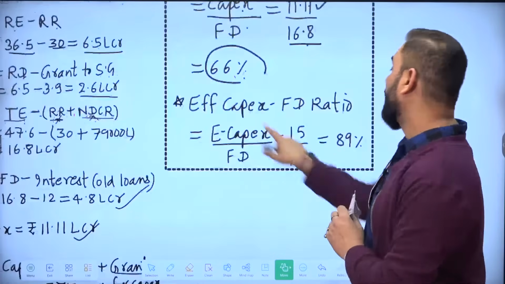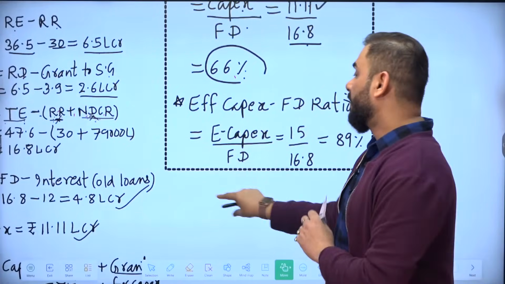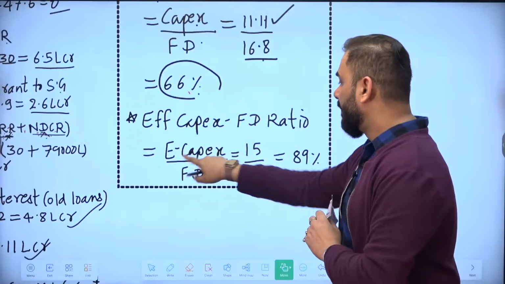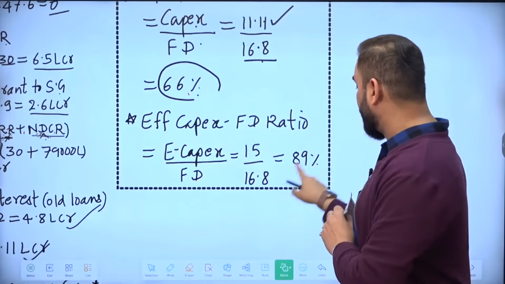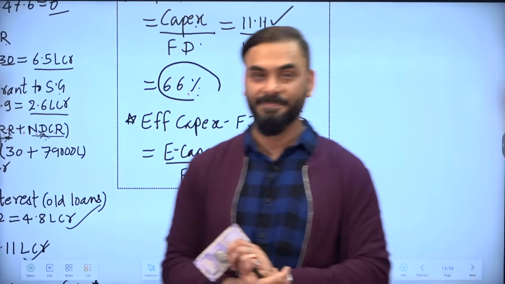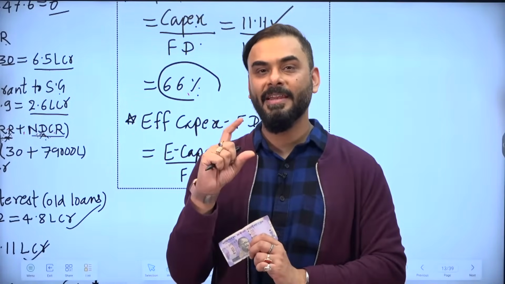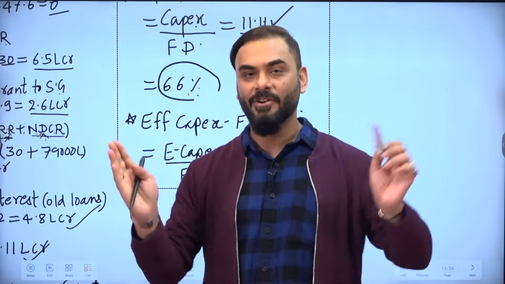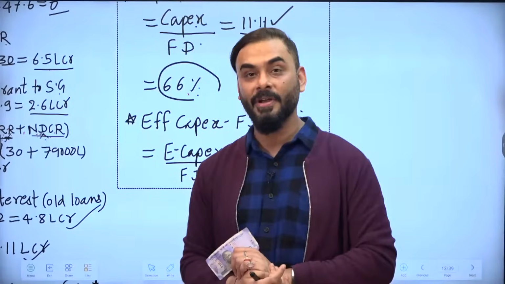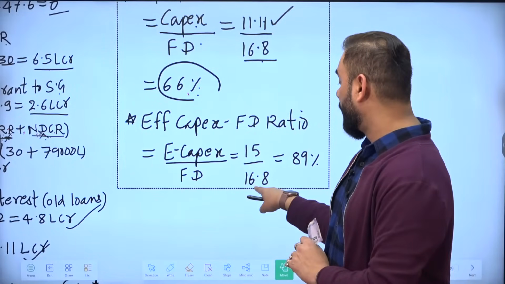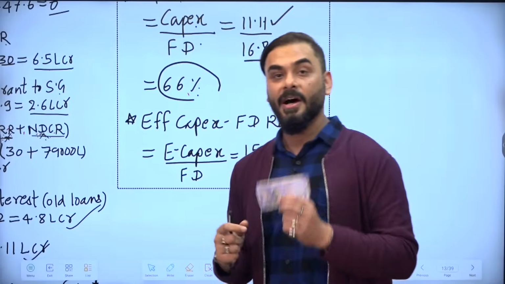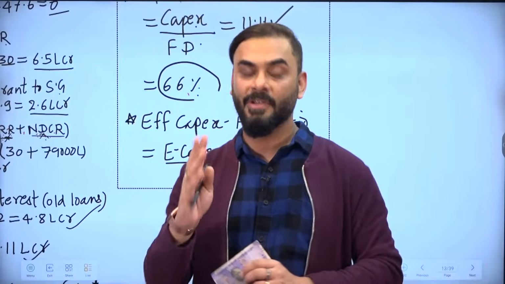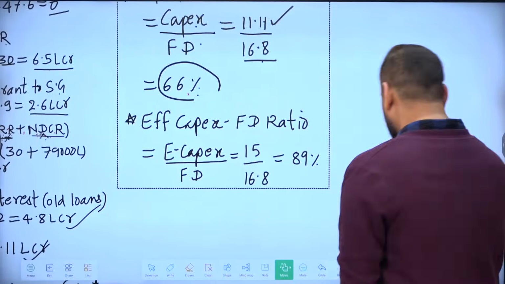Now, similarly, guys, we can calculate the effective capex to FD ratio. What is this formula? This is effective capex of 15 lakh crore upon fiscal deficit, which is 89%. It means the amount of money that the central government uses for creation of assets, plus the grant given by the central government to state governments, add both of them, that is roughly equal to 15 lakh crore. So that is called effective capex. And what do you take here? Fiscal deficit. This is 89%, which means out of 100 rupees that the government has borrowed, 89% has been used effectively for creation of assets. I would say that's a good number.